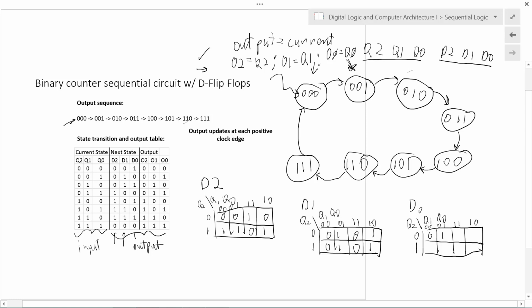Let's look here. Should be copying this column. So I'm copying this column here from the top. It is 1, 0, 1, 0, and 1, 0, 1, 0. Let's box this here. We see that D0 equals Q0 prime.